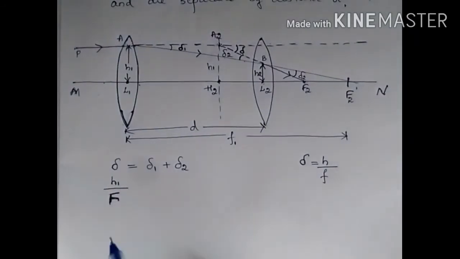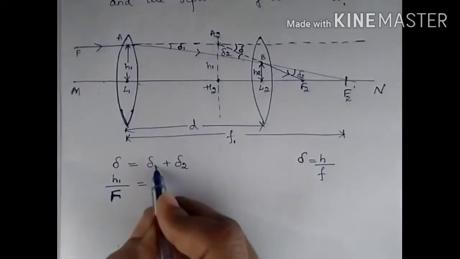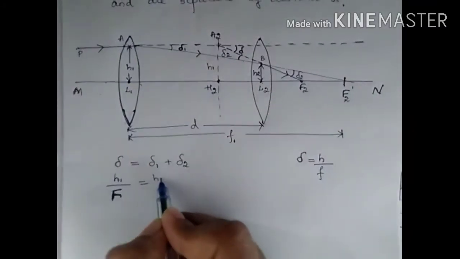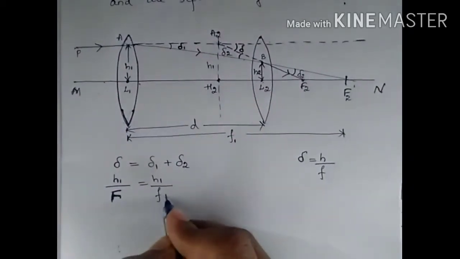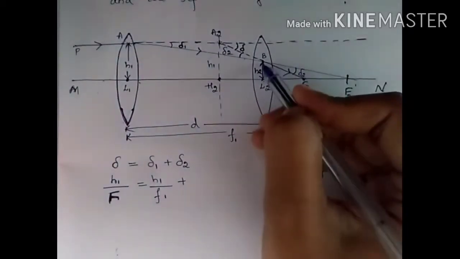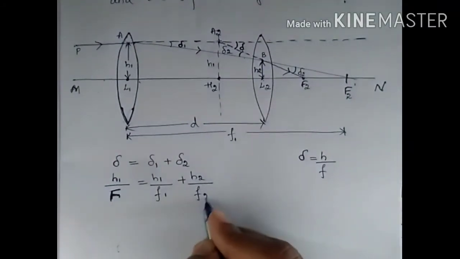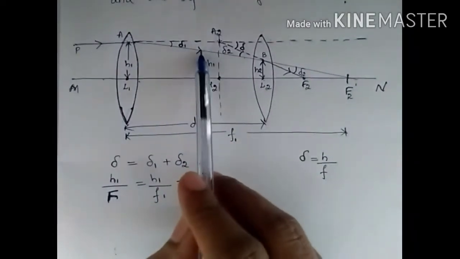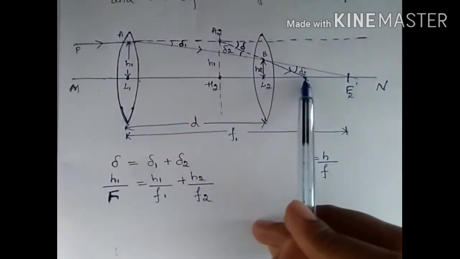So f is what? The focal length or the point at which this incident ray falls. So now delta 1 will be what? Delta 1 will be h1 divided by this f1. Now delta 2 will be what? h2 divided by f2. So f2 you cannot represent in this diagram because this ray is not a parallel ray. So the f2 will be somewhere here, but this is not the focal point.